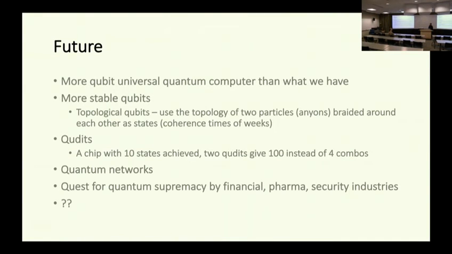So what's the future? Well, everyone is clamoring for more qubits, more stable qubits, and I was amazed to see that some group has actually achieved a qubit using a chip with 10 states. And just imagine 2 qubits, 10 states. You're not getting just 4 combos; you get 100 combos. And then if you get more, so they're already doing this. That's amazing.